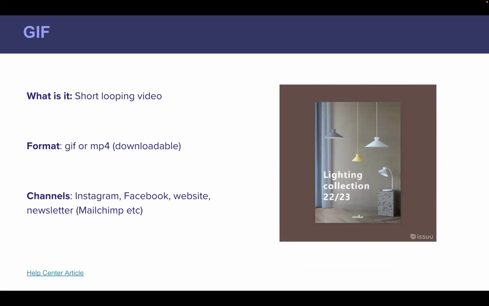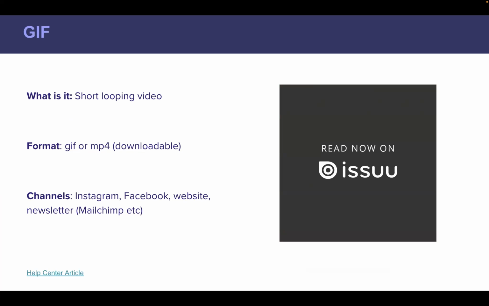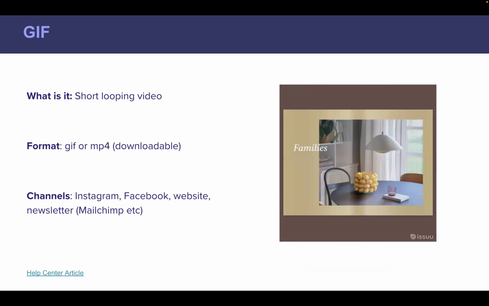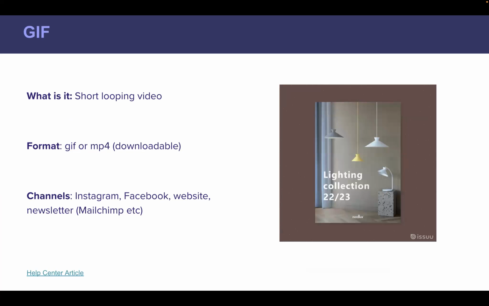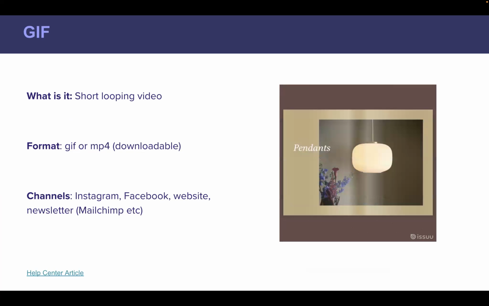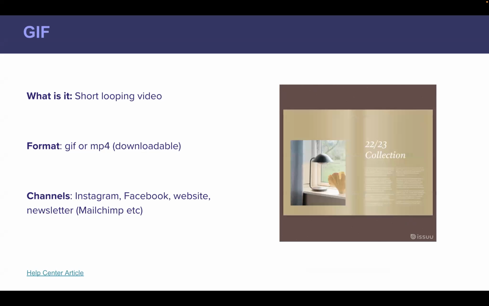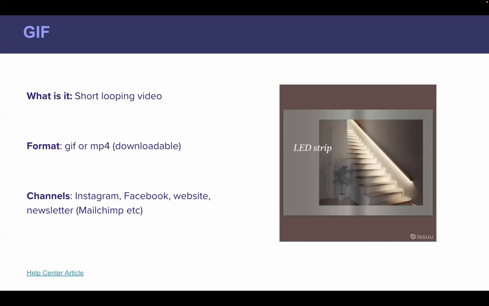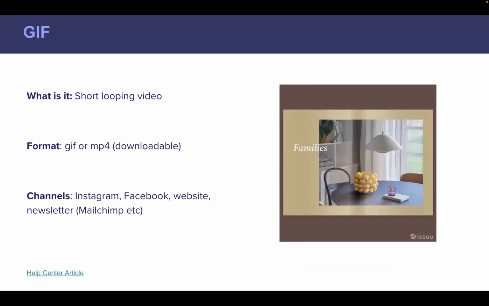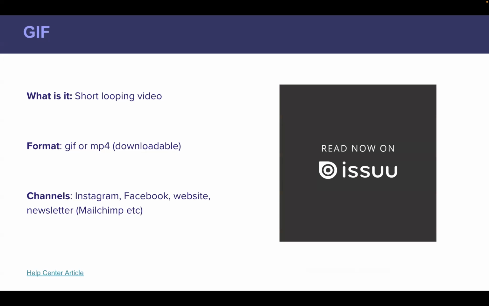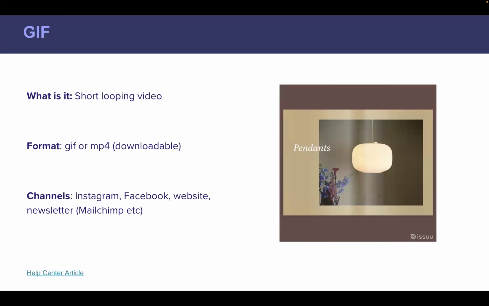So what is the GIF? The GIF is a short looping video that you can recreate from your publication. You can customize the background color, and you can download it either in the GIF format or MP4 format. You cannot send it directly to your social media, for example. You would need to download it. So depending on what is supported with that channel that you want to use, you can decide whether you want to download it as a GIF or MP4.